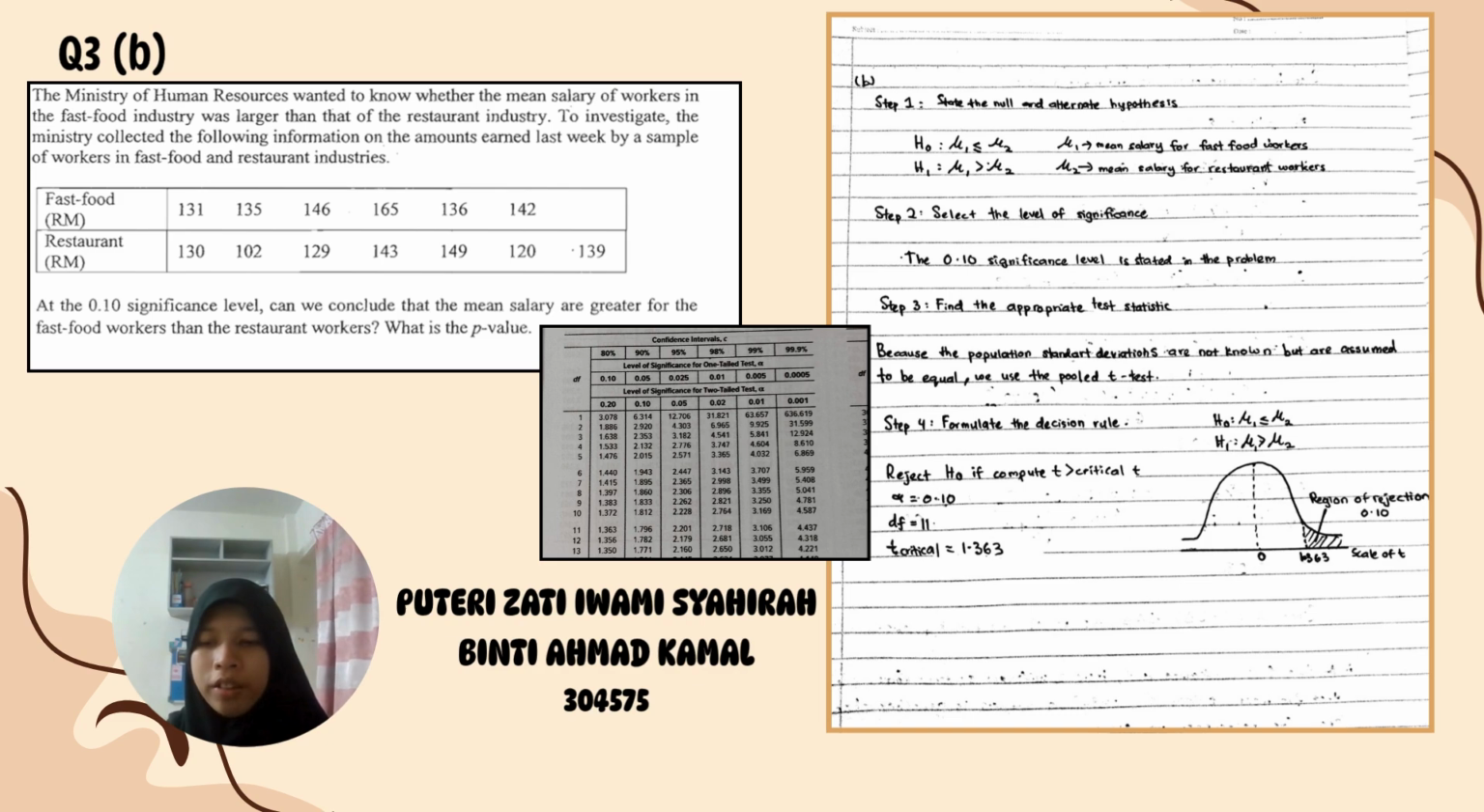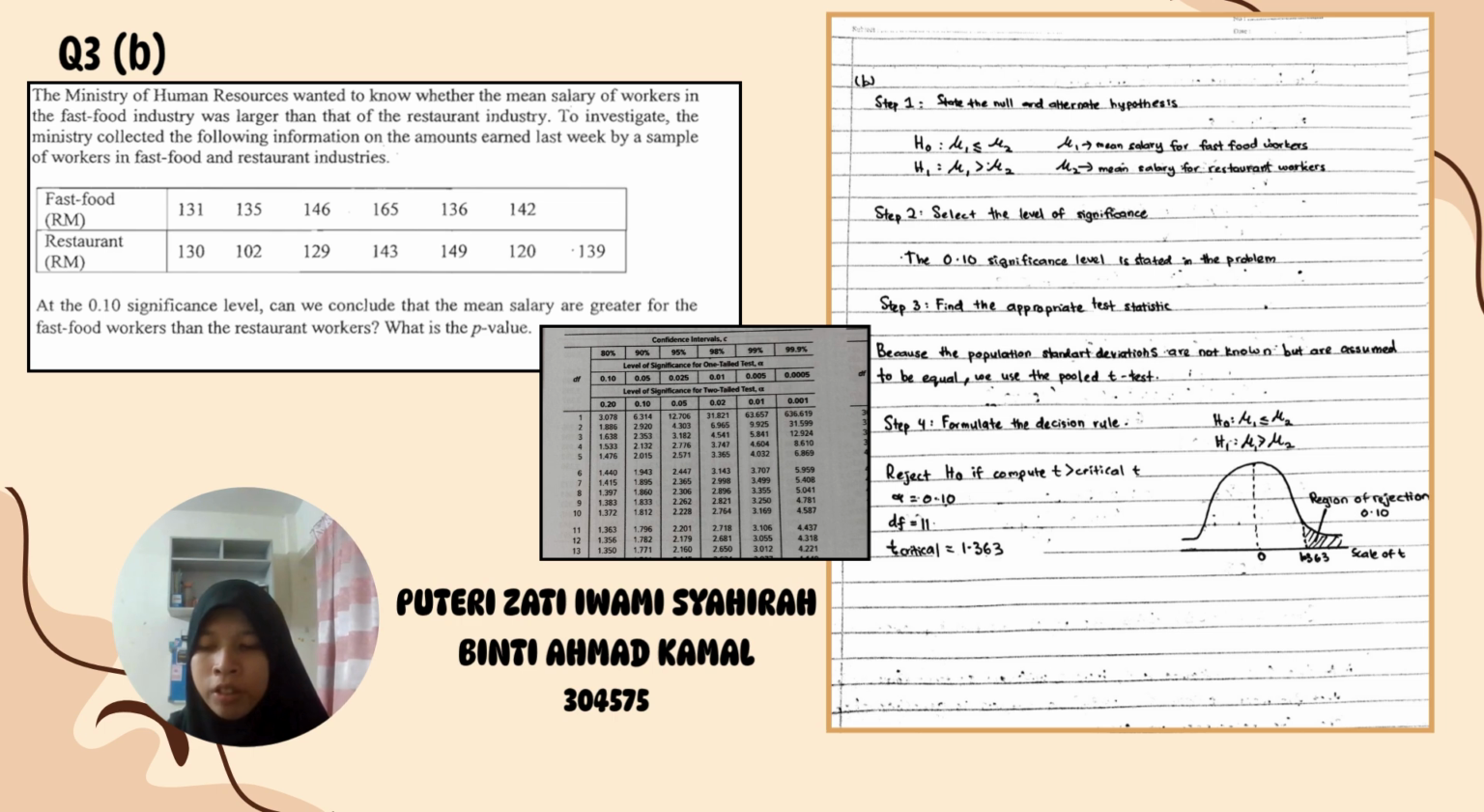Next is step 2, we select the level of significance. The 0.10 significance level is stated in the problem. Step 3, we find the appropriate test statistic. Because the population standard deviations are not known but are assumed to be equal, we use the pooled t-test. Step 4, we formulate the decision rule. We reject the null if the computed t is more than the critical t.